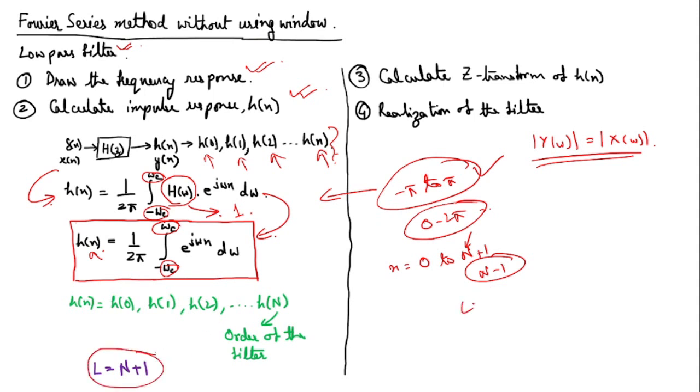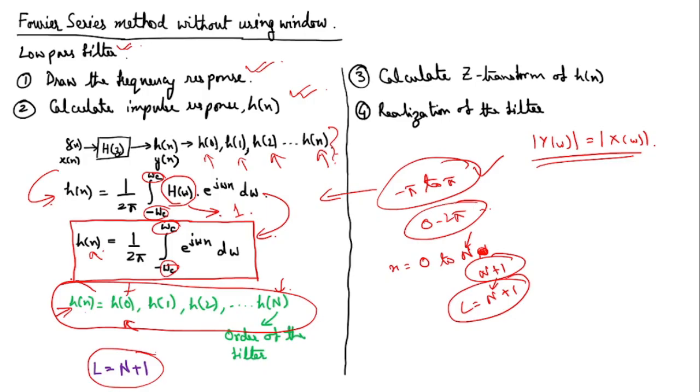So where L is equal to n plus 1, where n is the order of the filter and n plus 1 is the length of the filter. Okay, so after we have computed these things, because what happens if you see n when it varies from 0 to capital N, we are having 0, 1, 2, 3 up to capital N. So this capital N becomes the order of the filter, and the length, because of this 0 component, becomes n plus 1.